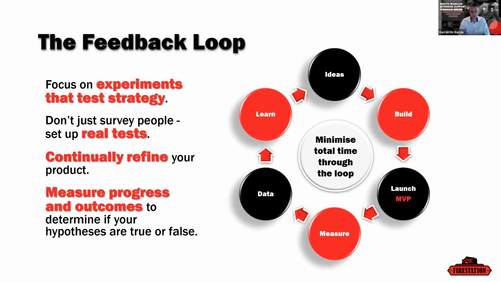And so the way this works is it starts with ideas. Obviously you come up with an idea, and we talked about ways to be creative. You then build a potential solution. You launch it to market, and I'll put MVP on it, and I'm going to come to that in a subsequent slide. That stands for minimum viable prototype or product. You launch it. You then measure the impact.